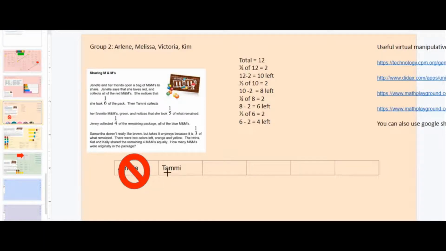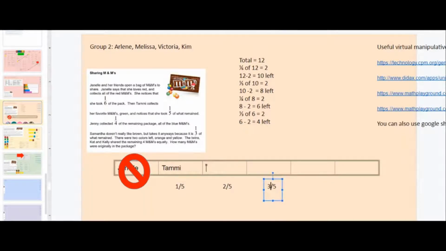Awesome. All right, keep on going. Okay. And then Jenny did the same thing. She ignored what Tammy did, and so there's only 4 rectangles left, and that's the whole now. And so she took a 4th of that. And then there are 3 rectangles left, which are then the whole, and Samantha took a 1/3 of that. And then there are 2 rectangles left, and that's now the whole, and it says the twins shared the 4 M&Ms equally, so I put 2 here and 2 here for each of the twins.